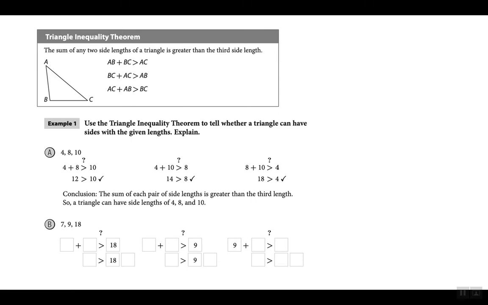Alright, so look at the first one. 4 plus 8, is that greater than 10? Yes, it is, because 12 is greater than 10. Then they did the first side with the third side over here. 4 plus 10. Is 4 plus 10 greater than 8? Yes, 14 is greater than 8. And then they did the second number with the third number over here. Is 8 plus 10 greater than 4? Yes, it is. 18 is greater than 4.